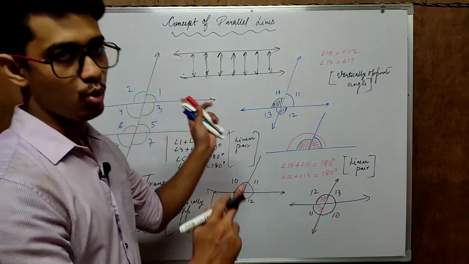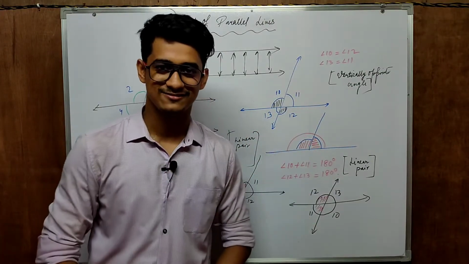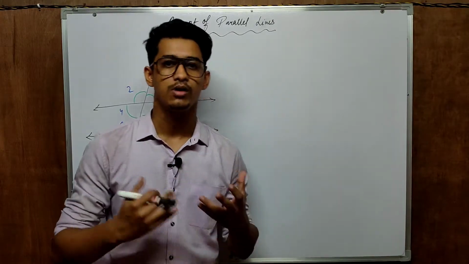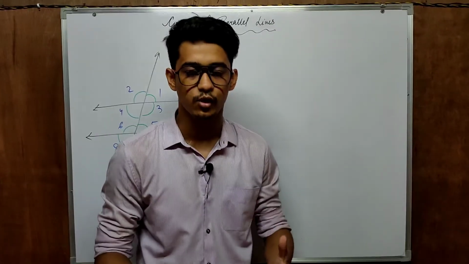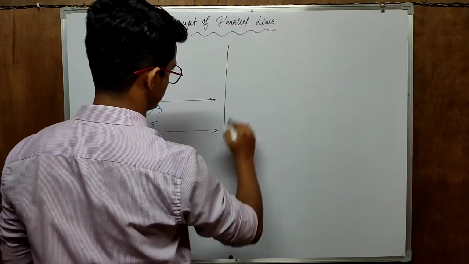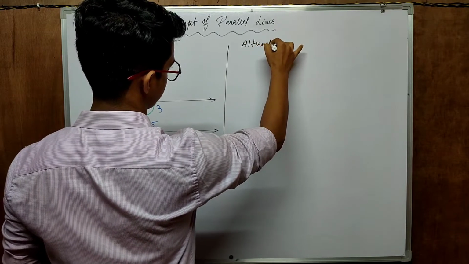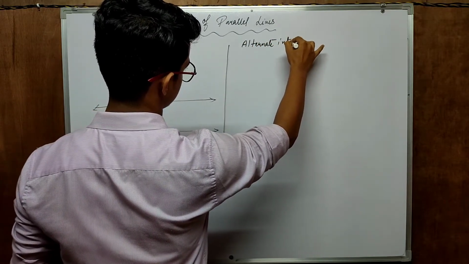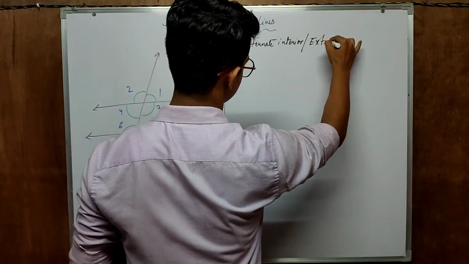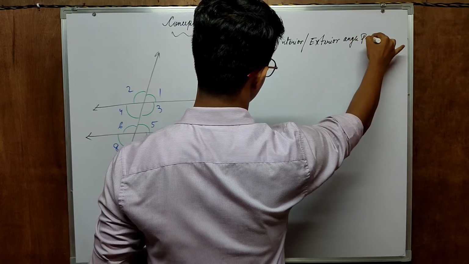So let's understand those concepts. After the two properties, let's understand three more properties which are much more essential for you to understand, right? So the first property is called the alternate interior as well as exterior angle property. So what is that?